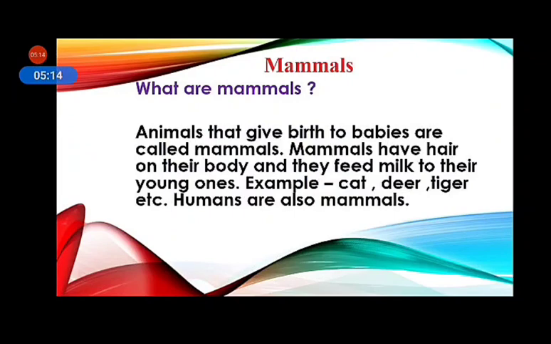Then move to mammals. After reptiles, move to mammals. What are mammals? Animals that give birth to babies are called mammals. Mammals have hair on their body and they feed milk to their young ones. So, what are the features of mammal? They give birth to their babies. They have hair on their body and they feed their own milk to their babies. Examples are cat, deer, tiger, human beings, etc.